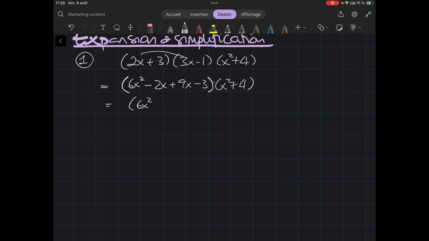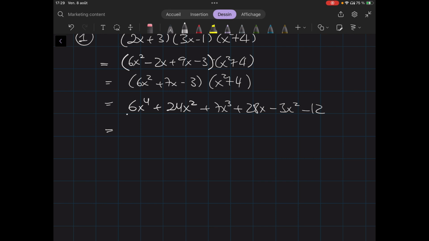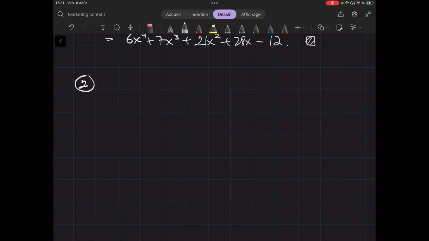I'm gonna simplify this. Moving on. 6x squared times x squared. 6x squared times 4. And so on and so forth. Simplifying this, we only have one term in x to the 4, one term in x cubed, two terms in x squared, one term in x, and one term in x to the 0, or one constant term. And that's question 1.